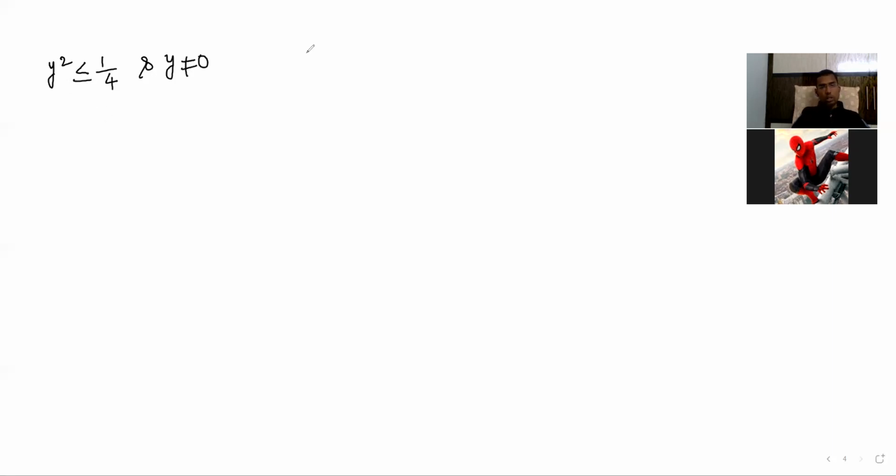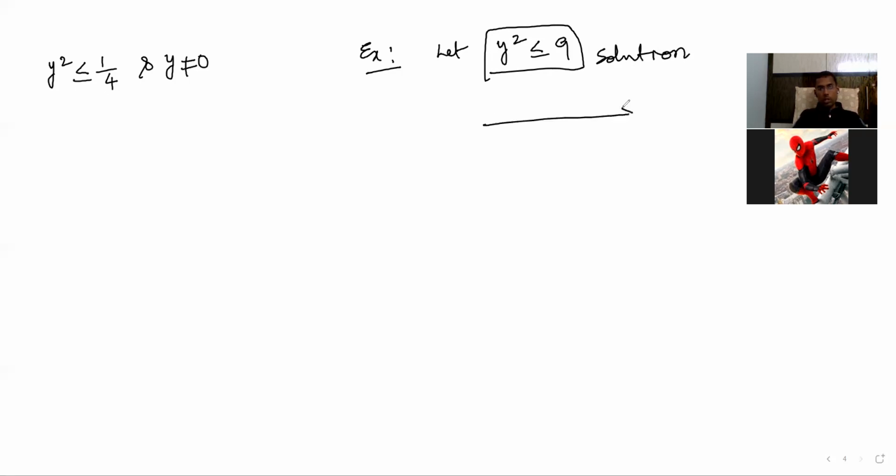I will give you an example. This is important. Let's say y square is less than or equal to 4. Understand this. Here 1 by 4 is there; I am deliberately taking 4, otherwise we will take some other number. Less than or equal to 9, let's say. How do you solve? Solution means the values of y satisfying this.